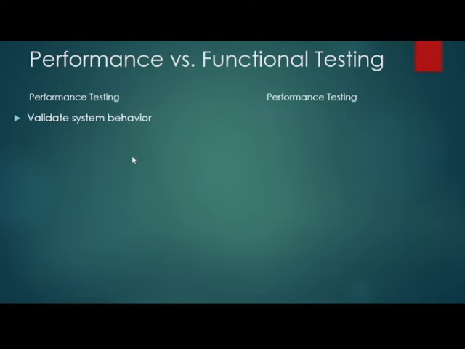Validate system behavior. In performance testing, you are validating system behavior under the hood. On the other hand, in functional testing, you validate the application's functionality. So you really don't care about how the system behaves, or the performance or response time. You validate the application based on system requirements.